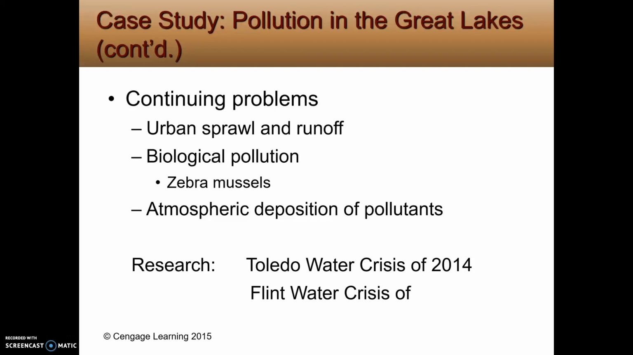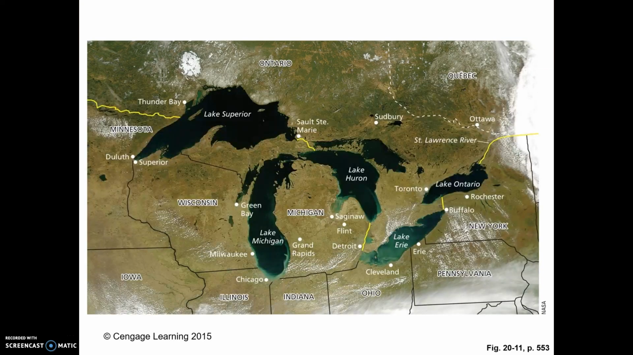So in class we'll talk a little more about the Toledo water crisis, and then also the Flint water crisis that occurred, and we'll get into the details of why those are both major issues that you should be aware of in this particular region.